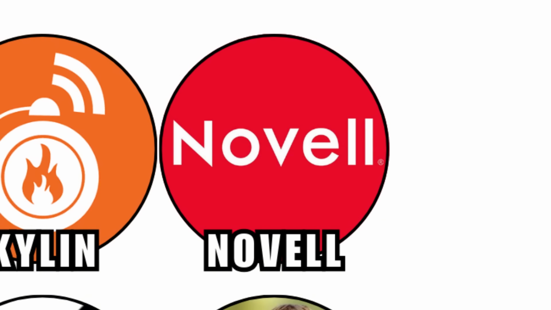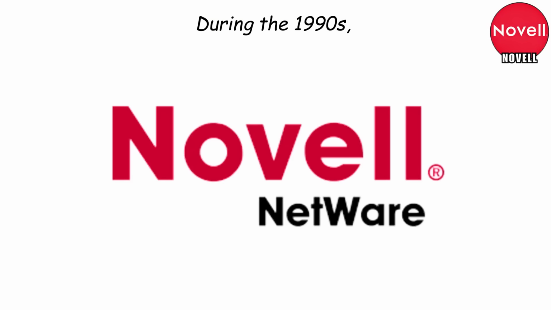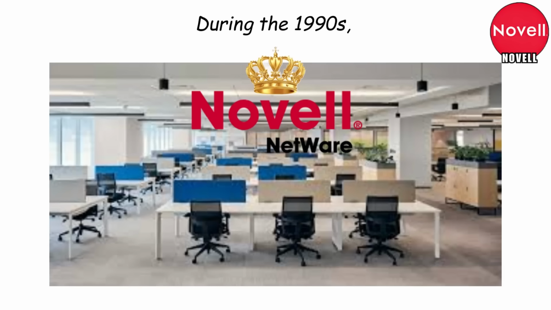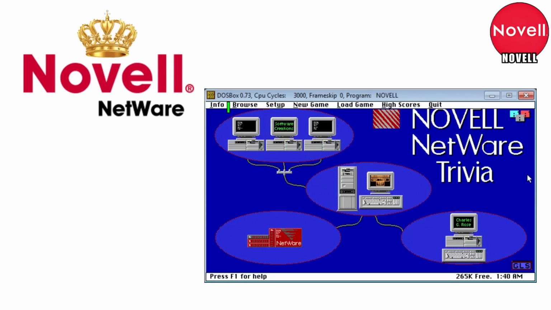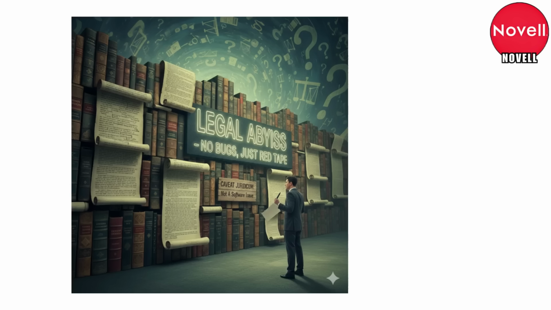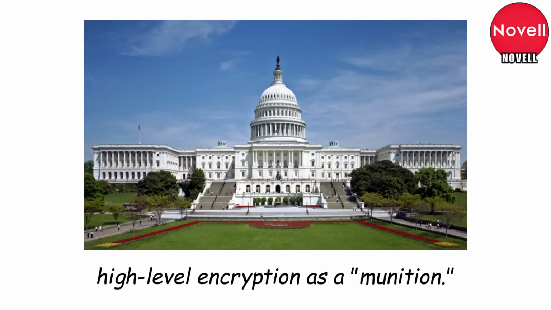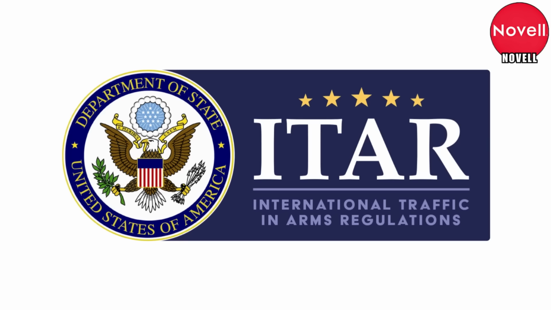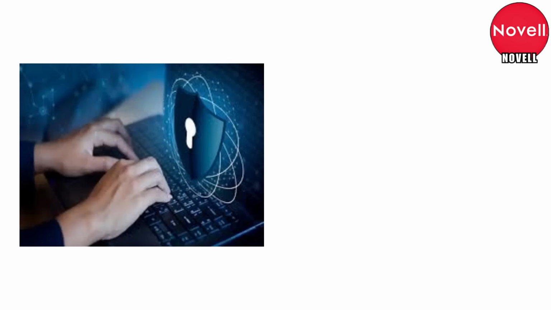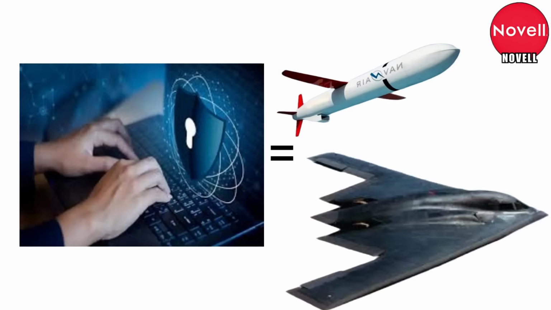The OS that was a weapon, NetWare 3.x. During the 1990s, Novell NetWare was the undisputed king of the office, the OS that practically invented modern networking. But it ran into a bizarre legal wall that had nothing to do with bugs or crashes. The US government classified its high-level encryption as a munition under the International Traffic in Arms Regulations, ITAR. Software with strong security was legally treated the same as a Tomahawk missile or a stealth bomber.